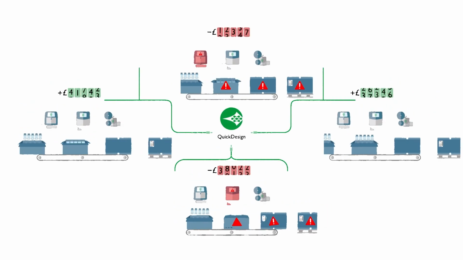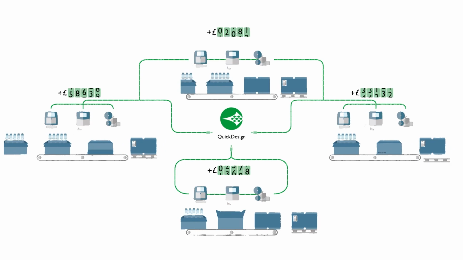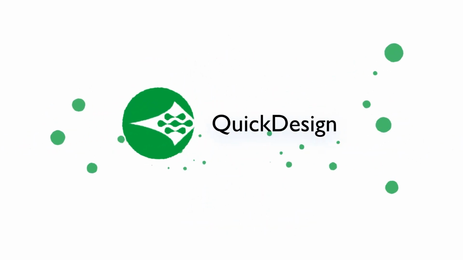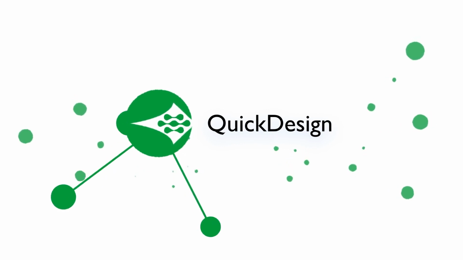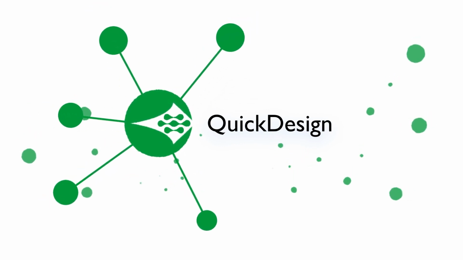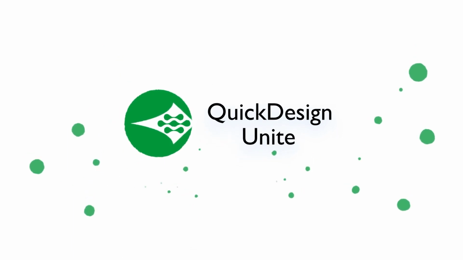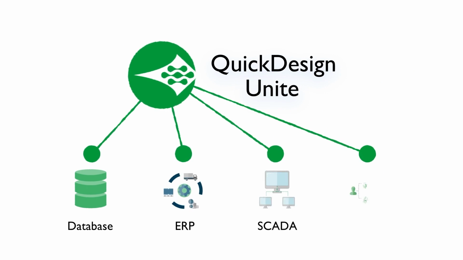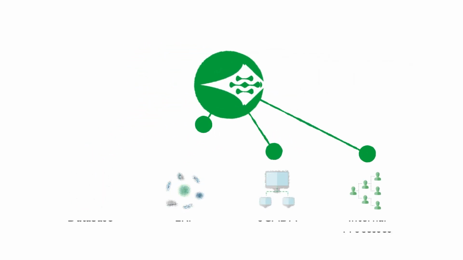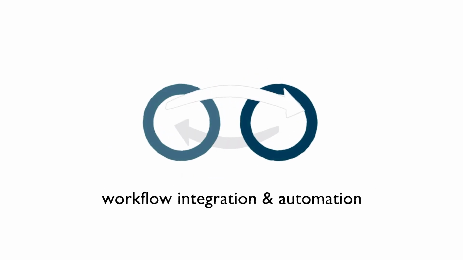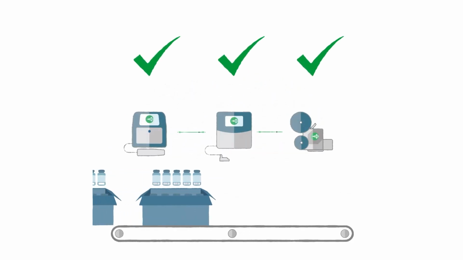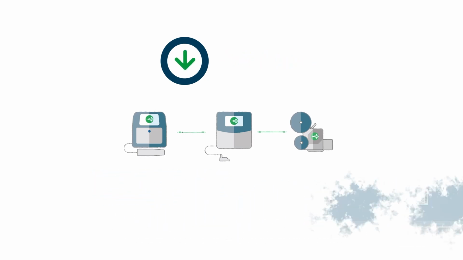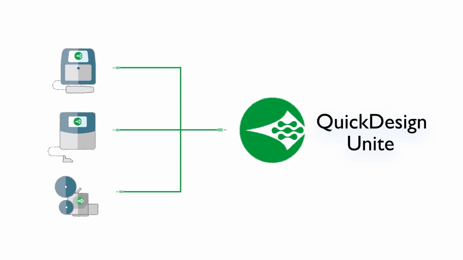Wouldn't fully automating your production line be more efficient? Sound complicated? In reality, it's quite easy. Domino's QuickDesign software provides connectivity to a wide range of applications. And combined with QuickDesign Unite, it can be easily incorporated into your database, ERP, SCADA, or internal processes to provide workflow integration and automation, meaning less operator errors, helping decrease downtime and lowering costs, while still maintaining your current processes.